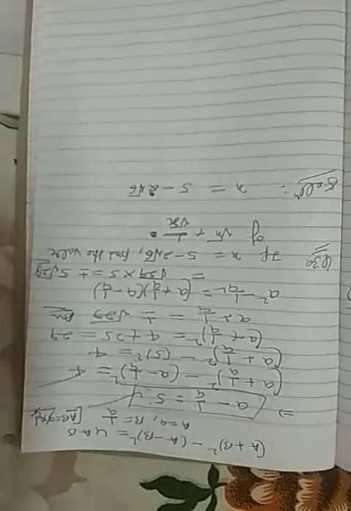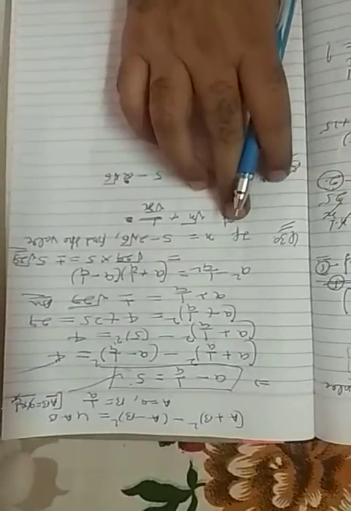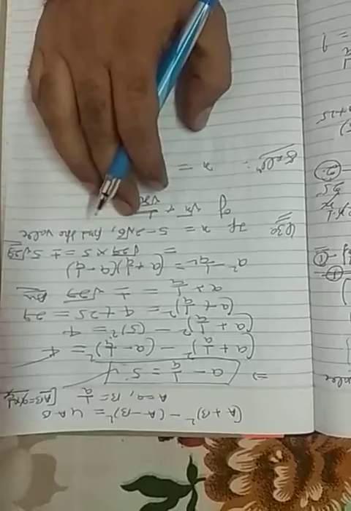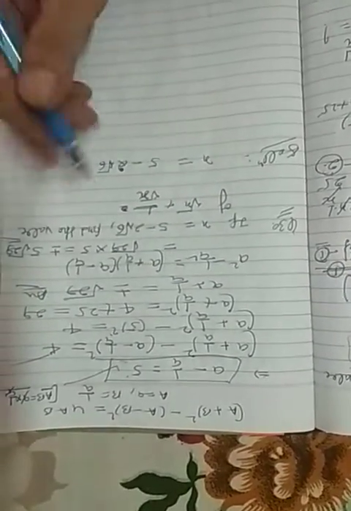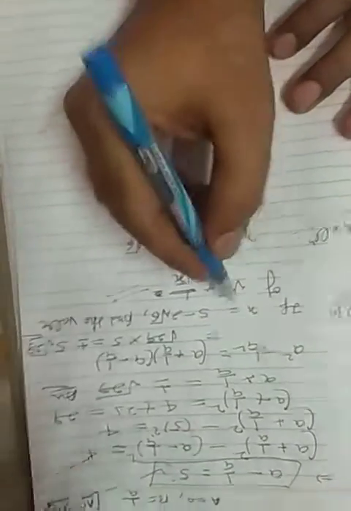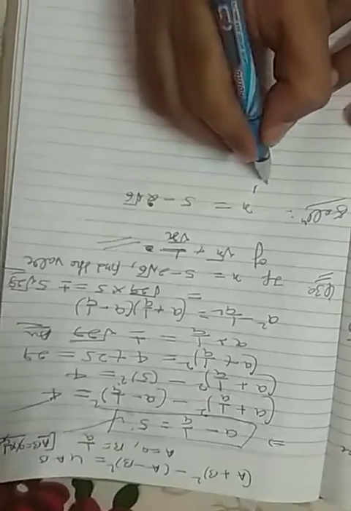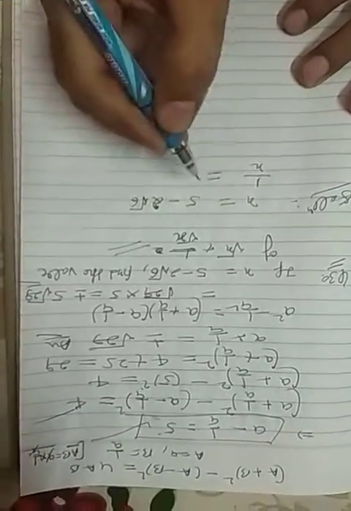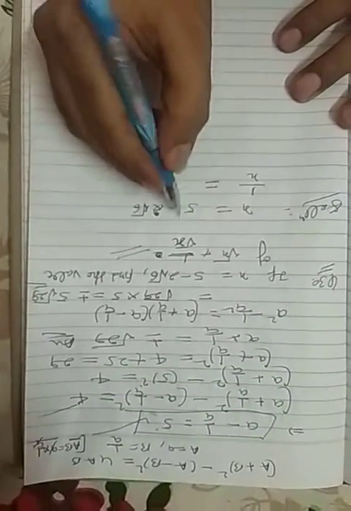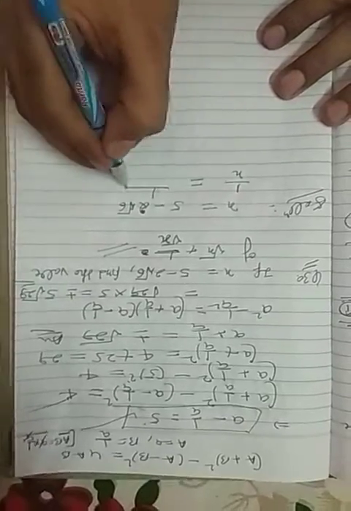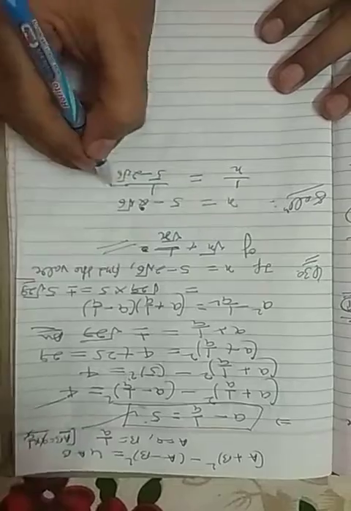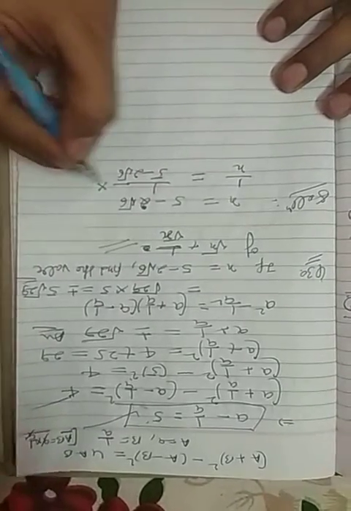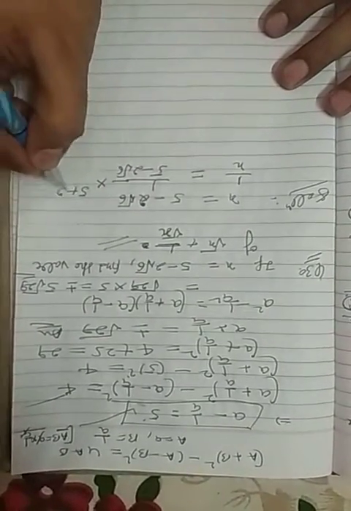Okay. Next one, you see question 30. If x equal to 5 minus 2 root 6, find the value of root x plus 1 upon root x. So for that we first take the value, and take the reciprocal of x. Now this one is an irrational number, so we rationalize the denominator with opposite sign.